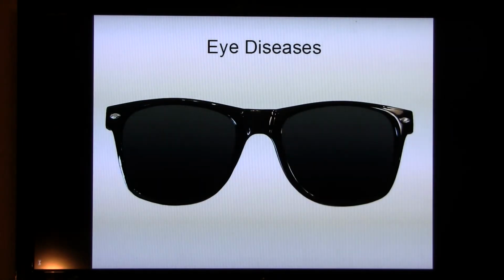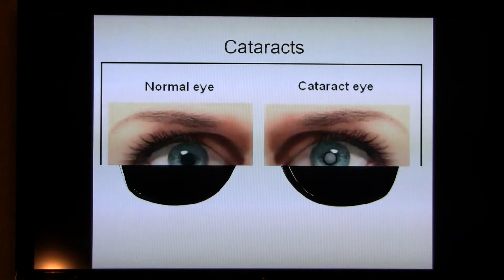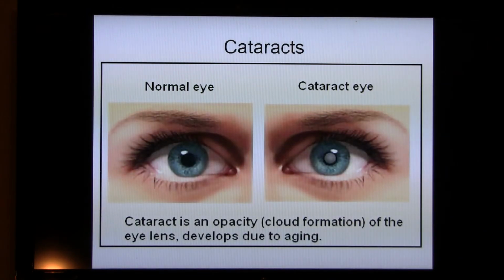On the next slides, I'll be talking about eye diseases, and one of the first ones that I'm going to be talking about is cataracts. Cataracts could be congenital, but they are very common with older people. In this photo, you will see on the left side is the normal eye, and on the right side there is a cataract, and it affects the lens.